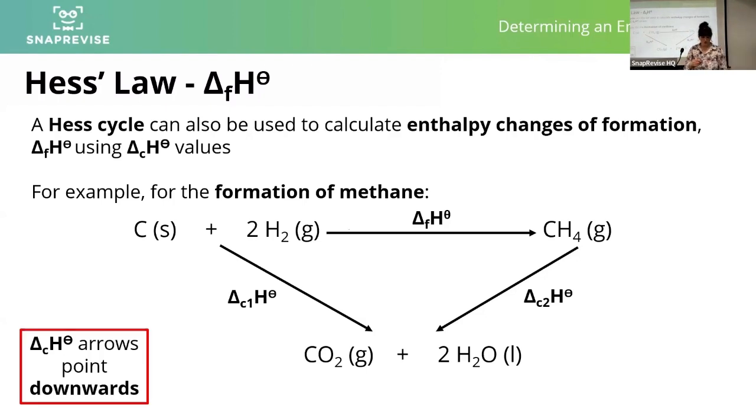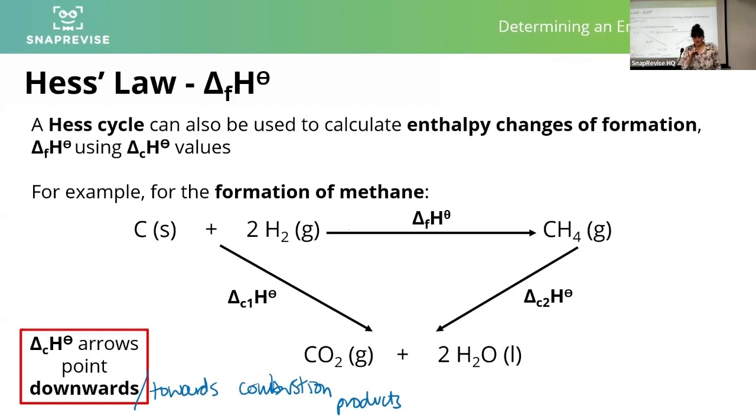So combustion arrows, if you set up your Hess cycle like this, point downwards, towards combustion products.